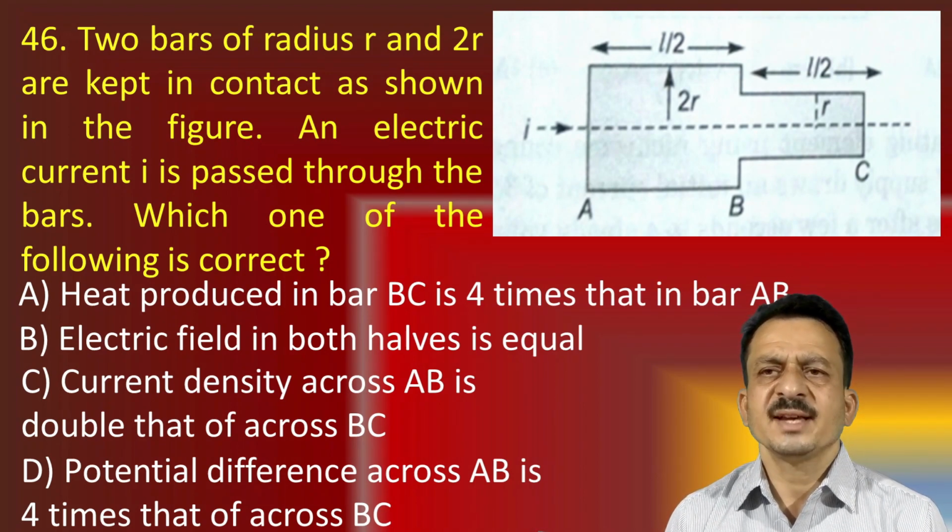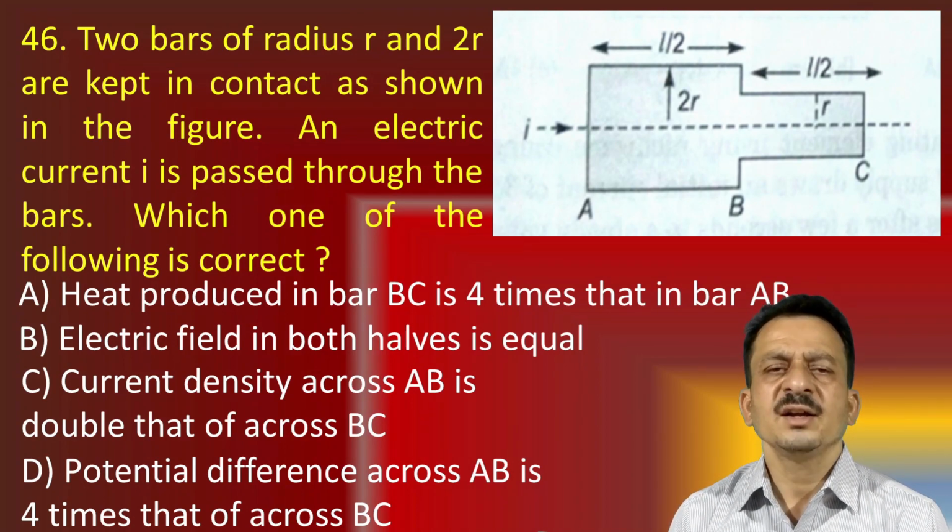Now since the current is the same and AB has the larger area, its resistance is smaller. Therefore the IR drop is smaller. Therefore D is the wrong answer.